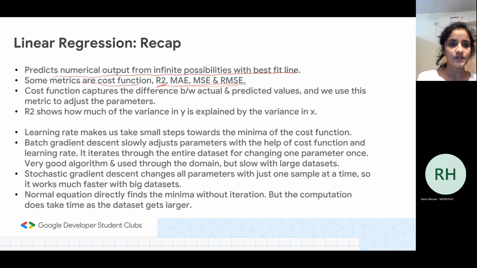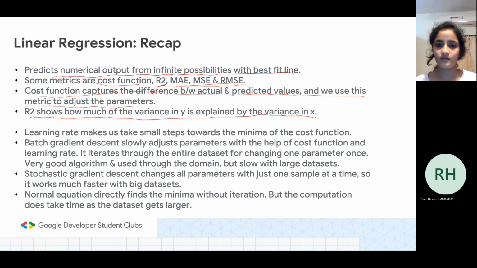Cost function captures the difference between actual and predicted values, and we use this metric to adjust the parameters inside the algorithm. R squared, the coefficient of determination, shows how much variance in Y is explained by variance in X. Basically, the correlation between our input data and our expected output. Learning rate makes us take small steps towards the minimum of the cost function. This is used inside gradient descent, right? It's the length of steps.